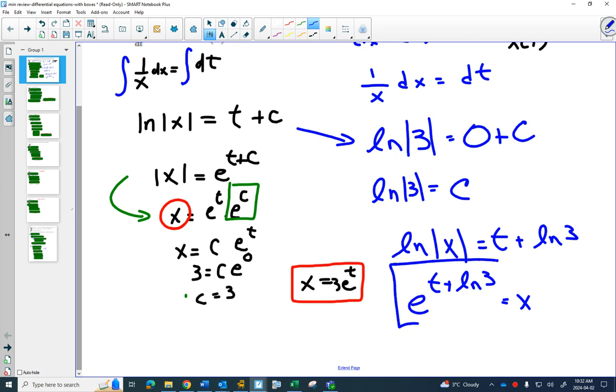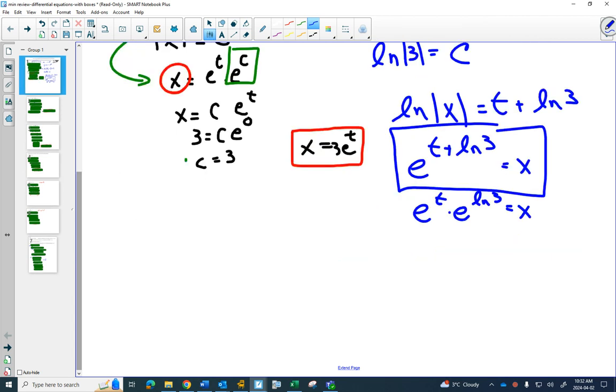This would be technically correct as well. If I wanted it to look exactly like this, notice you could write e to the t times e to the natural log of 3 equals x, and e to the natural log of 3 is just 3. They would both work out to be the same equation, whichever way you looked at it. So it's not like, oh, I chose the wrong path and didn't get there, okay? Both are going to be fine.